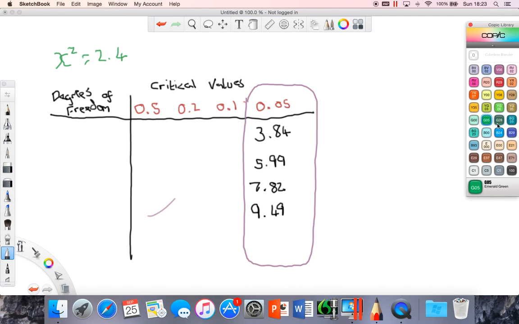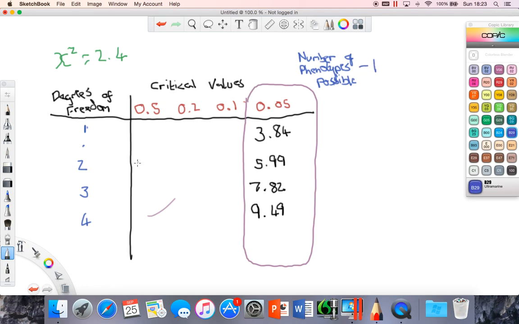Now, the other column that you need to know about is your degrees of freedom column, and this will simply be a 1, 2, 3, 4. Okay, and these are in line with these numbers here. Now, your degrees of freedom is calculated by the number of phenotypes possible, help if I could spell possible, minus 1.